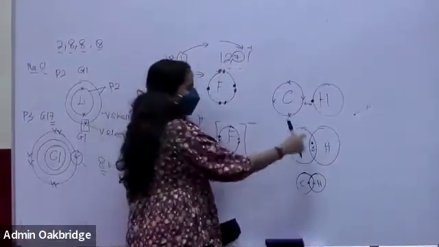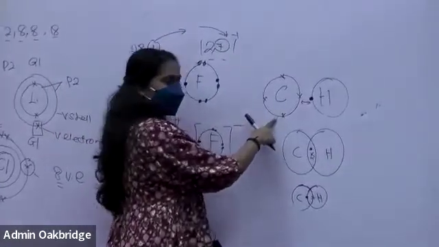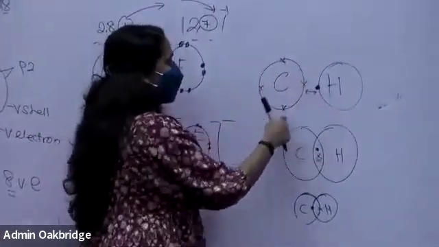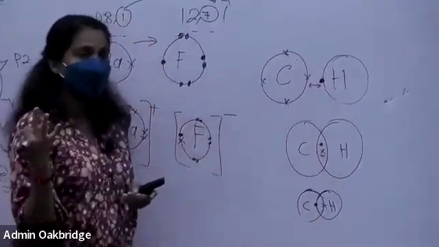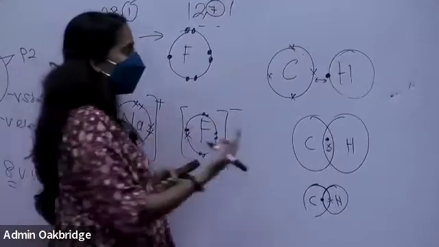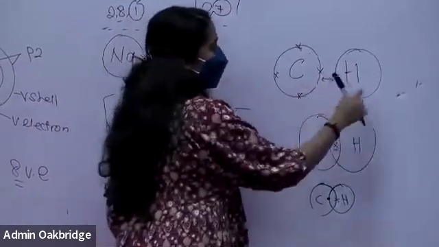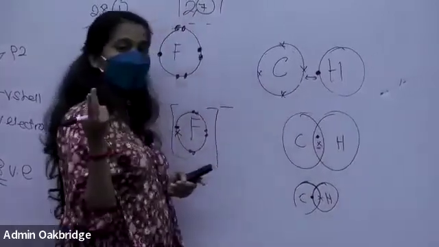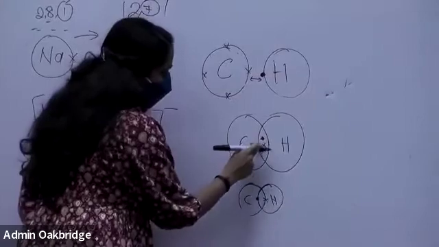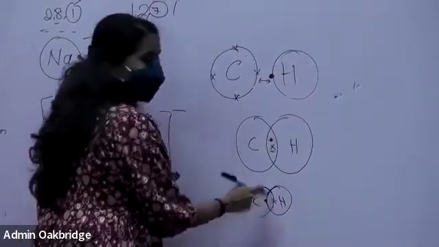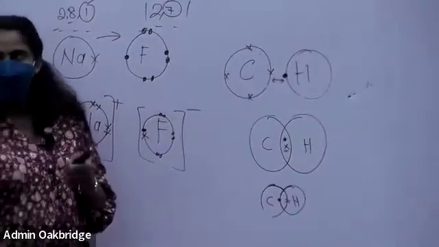So already shared 1 here. So how many valence electrons do I have for carbon now? 1, 2, 3, 4, and 5. So I need how many more? I need 3 more. I already shared with hydrogen over here. So now by sharing this, how many valence electrons does hydrogen have now? 1 and 2. So when you share, my property is your property, your property is my property.